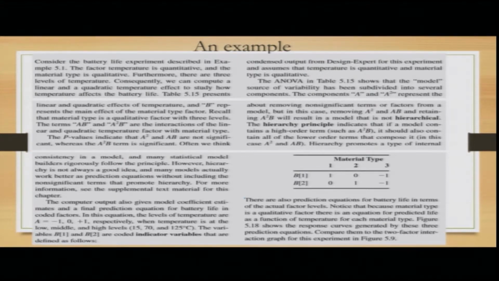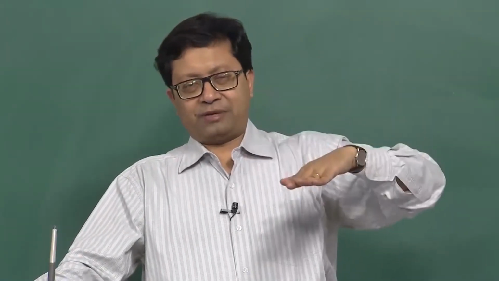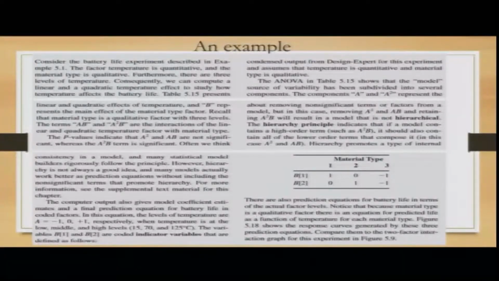Often we think of consistency in a model, and many statistical model builders rigorously follow this principle. However, hierarchy is not always a good idea. If you want to have a hierarchy, A square B would be of the highest effect, then AB square would be the next effect, then AB, and so on. That may be true theoretically, but practically it is very difficult to find out. Many models actually work better as prediction equations without including the non-sequent terms that promote the hierarchy. For more information, let us see the text material for this chapter.